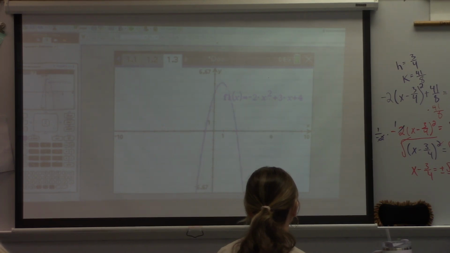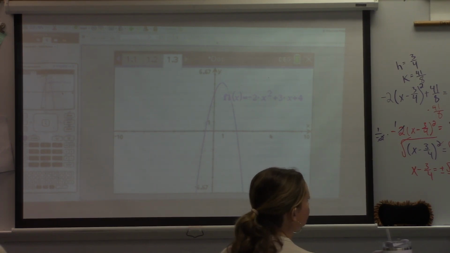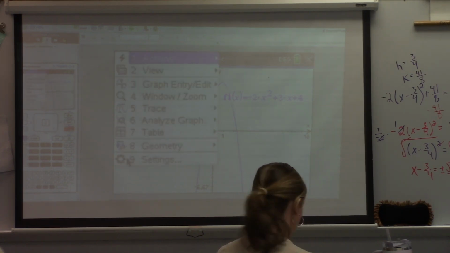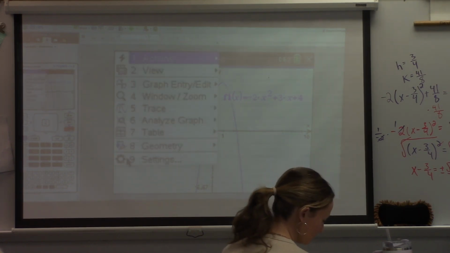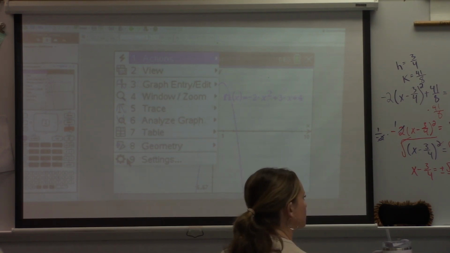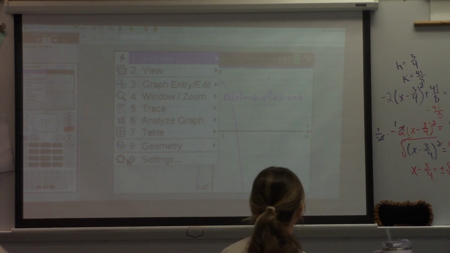Now it'd be really cool if the calculator could actually tell me what those are, right? What's the button that lets me do cool stuff again? Okay, let's go to menu. Anyone see anything here that might be useful in maybe finding those x-intercepts? What is it? Oh yeah, let's try to analyze this graph.